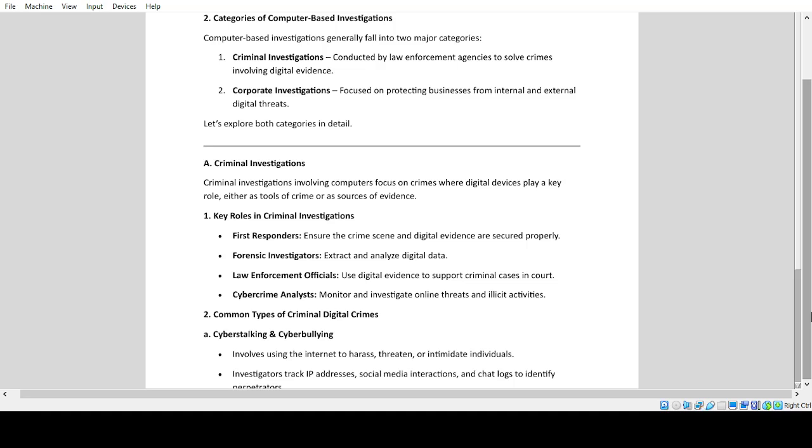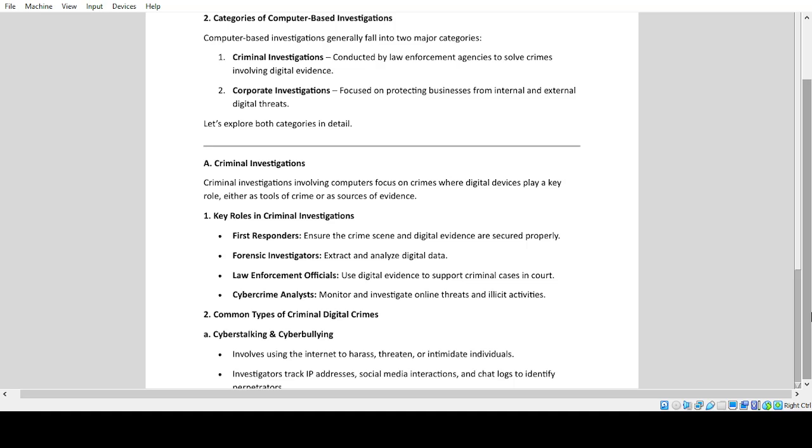2. Categories of computer-based investigations. Computer-based investigations generally fall into two major categories. 1. Criminal investigations, conducted by law enforcement agencies to solve crimes involving digital evidence. 2. Corporate investigations, focused on protecting businesses from internal and external digital threats. Let's explore both categories in detail.